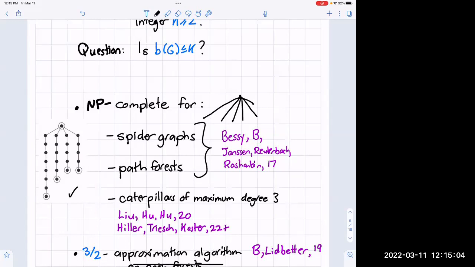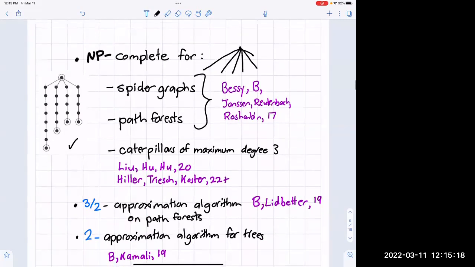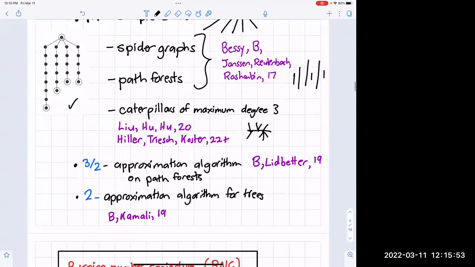It's also surprising initially that for path forests, which are disjoint unions of paths, where every component is a path, it's again NP-complete. And also for caterpillars. Caterpillars have a central path, and every other vertex has degree 1 and is attached to that path. You can have many different vertices of degree 1 attached to a single vertex, but there's just this path, and everything is essentially at distance 1 from it. Two groups of authors proved this for caterpillars, and also for caterpillars of max degree 3. So even for very specialized classes of trees, it is NP-complete.